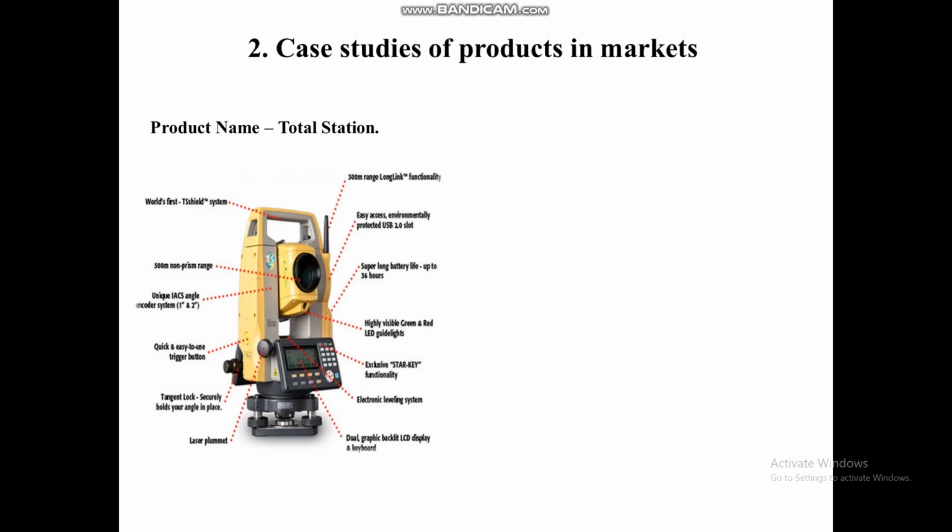Then second point, case study of products in markets. The product name is Total Station. Total Station collects and processes a large amount of data. This instrument is used with the ease of digital technology. A large amount of data gets processed with the help of a processor and is transferred to computers, which receive, manipulate and process the data quickly.